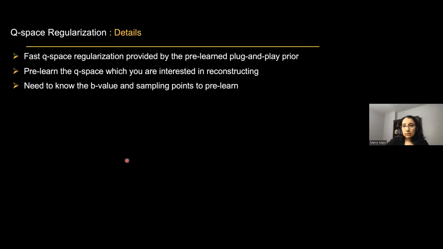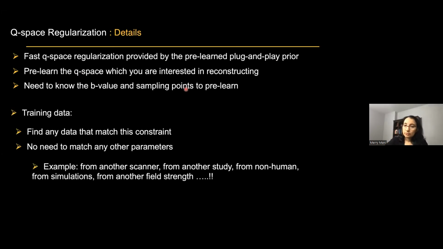So we saw that if we can pre-learn the plug-and-play prior, then it can provide very fast Q-space regularization. But the catch is that we have to pre-learn the Q-space which we are interested in reconstructing. That means we need to know beforehand the b-value and the sampling points that we are going to reconstruct. Once we know the b-value and the sampling points for pre-learning, then we have to find appropriate training data to do that pre-learning.